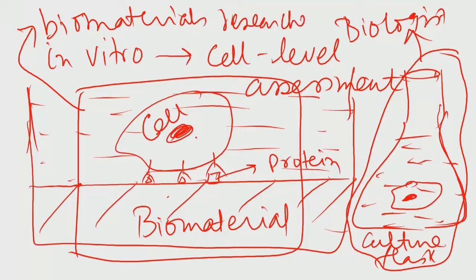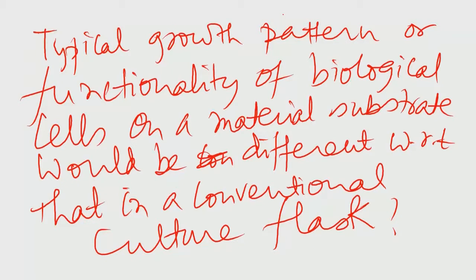So, we would like to understand how a biological cell would adhere and function on a biomaterial substrate, and certainly this functionality would be quite different, and we would get a better understanding as we go through subsequent modules as part of this course. Now, this is the cell level compatibility one has to study at the in vitro level.